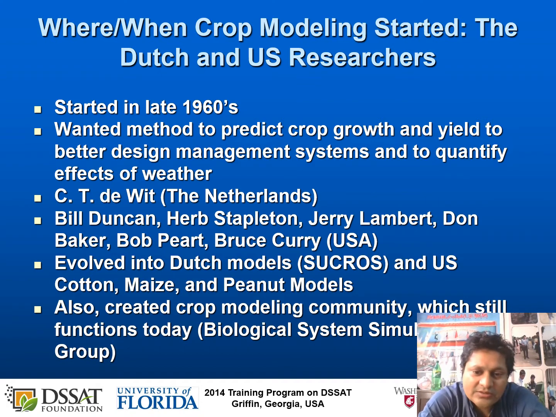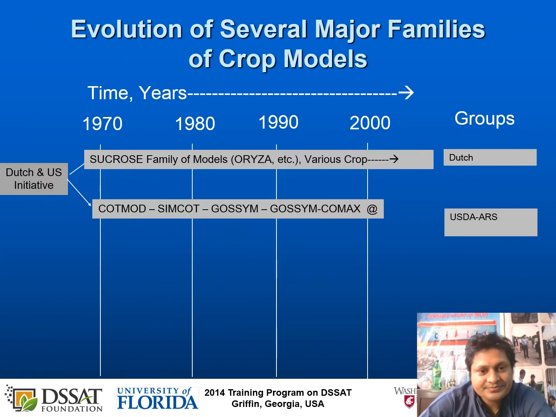Later on, many other scientists from the USA, like Bill Duncan, Herb Stapleton, Jerry Lambert, Don Baker, and Bruce Curry, evolved the Dutch models into growth and US cotton, maize and peanut models. They also created a crop modeling community which still functions today, like the biological simulation crop modeling group.